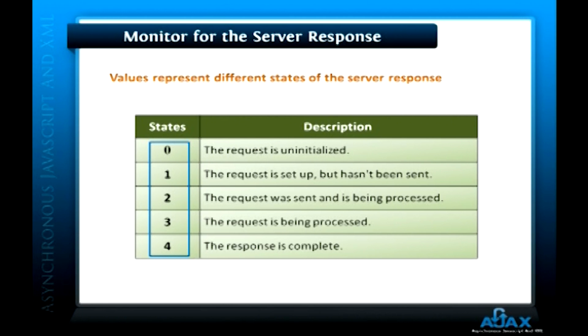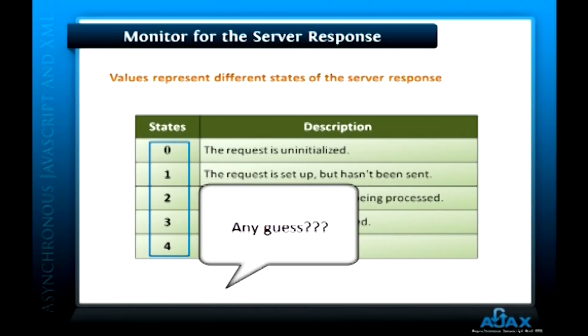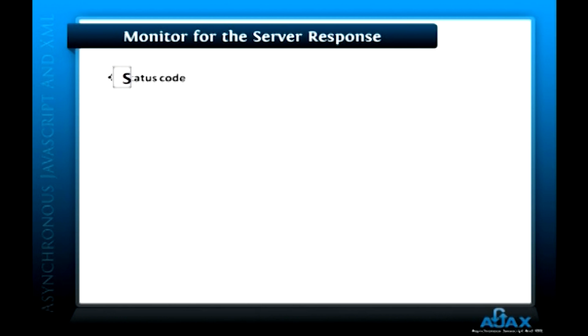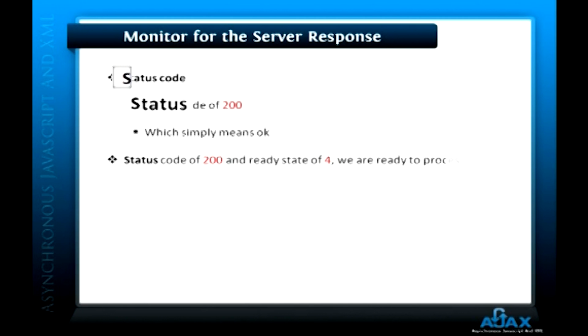And we do have one more thing to check. What is that? Any guesses? No problem if not. It's the status code of the HTTP server response. Here we will be looking for the status code of 200, which simply means OK. So, with the status code of 200 and ready state of 4, we are ready to process the server's data.